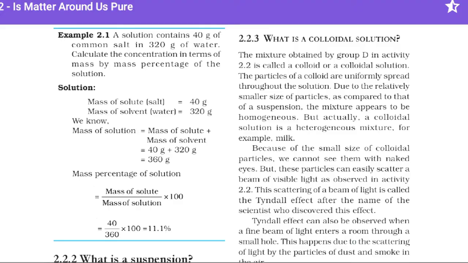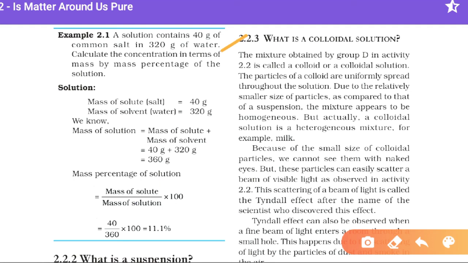Let us do example 2.1. Here, a solution contains 40 gram of common salt in 320 gram of water. Calculate the concentration in terms of mass by mass percentage of the solution. It is a very simple example of concentration of a solution. The first is mass of solute. What is solute? Solute is that which is present in less amount, that is 40 gram of common salt. Next is mass of solvent. Solvent is that which is present in large amount, that is 320 gram of water.